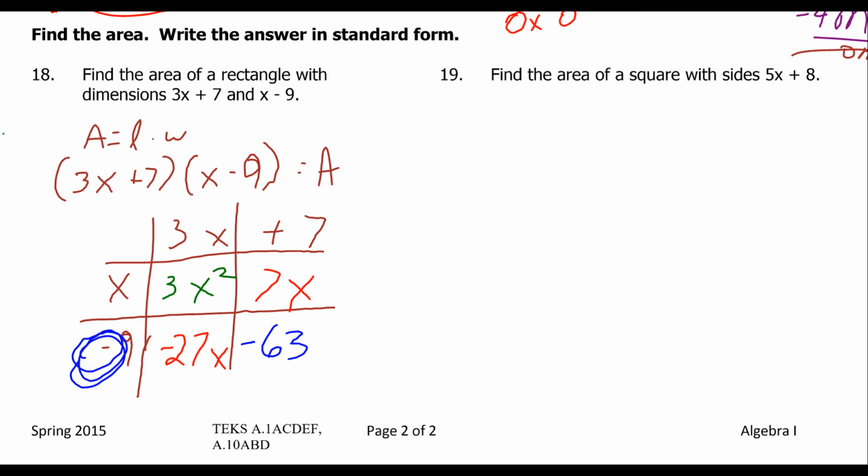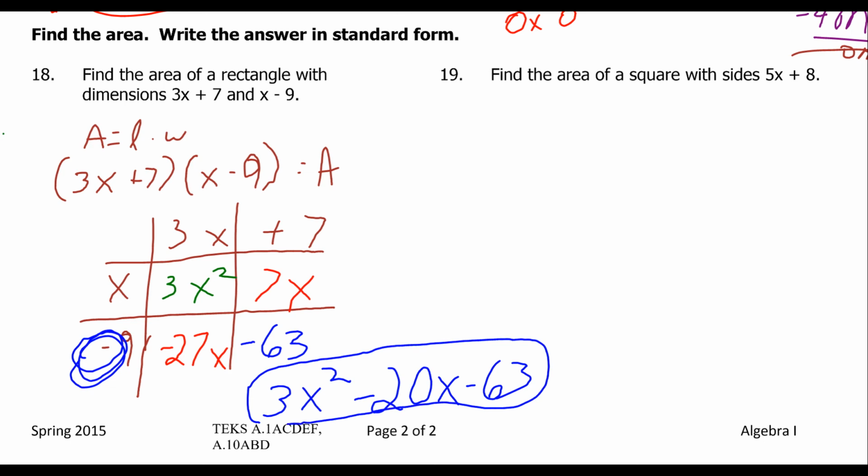It's not just something aesthetic. We know that negative. Okay? So we got 3x squared minus 20x minus 63. And there is the final answer to that problem.